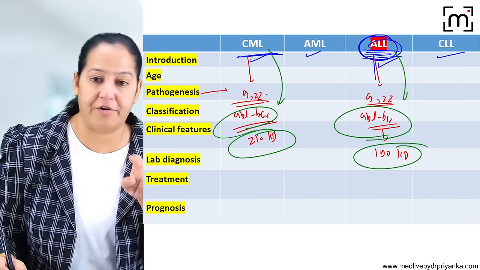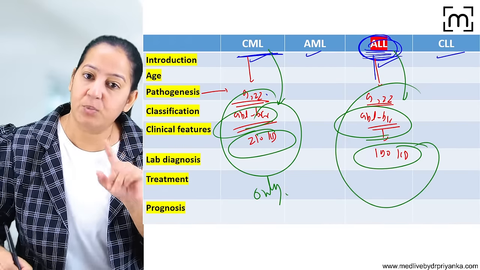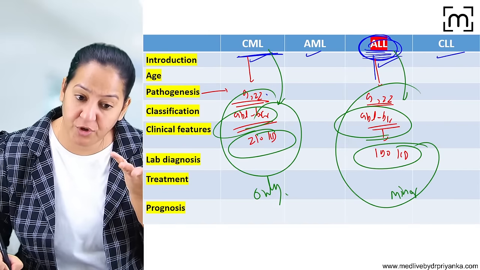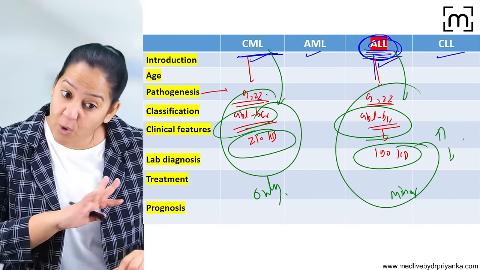How many of you got it? Although this is the only mutation which occurs here, in ALL it is one of the minor mutations. The major mutation is hyperploidy or hypoploidy. It is one of the minor. But in CML, it is the only mutation.